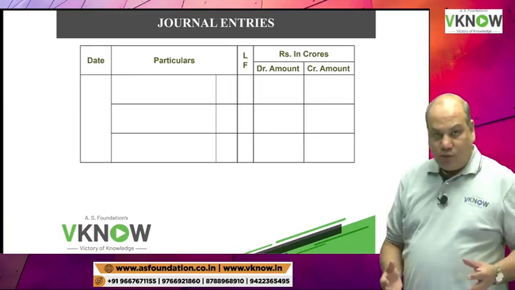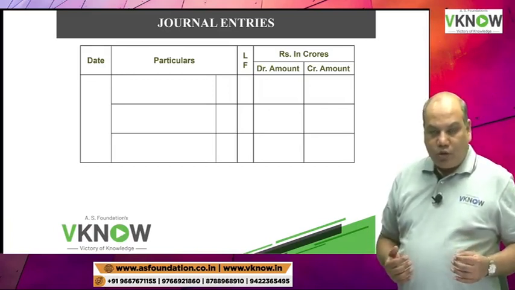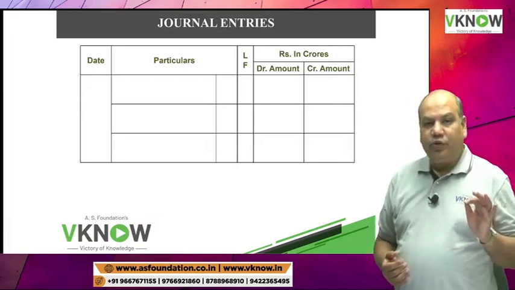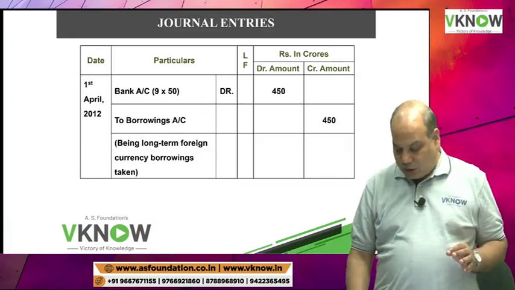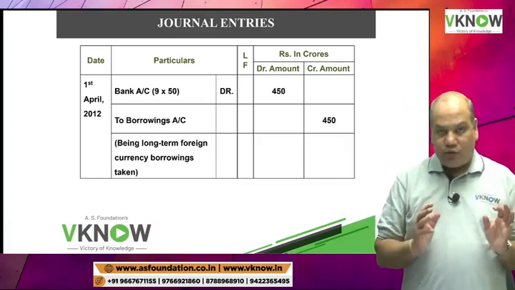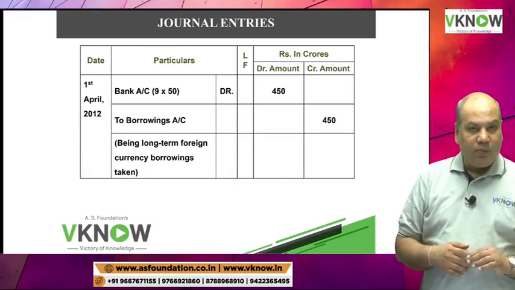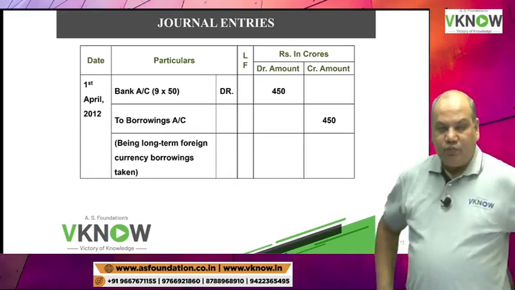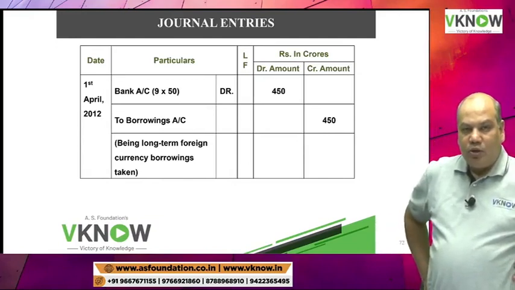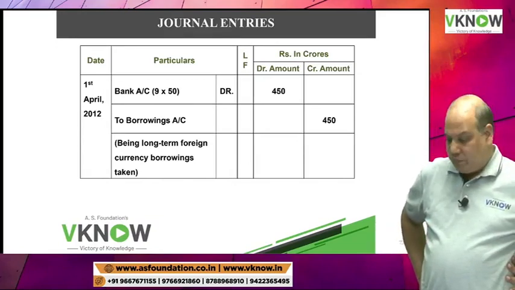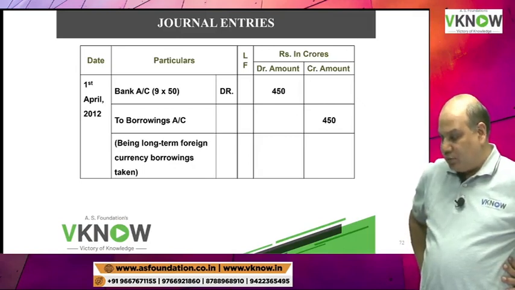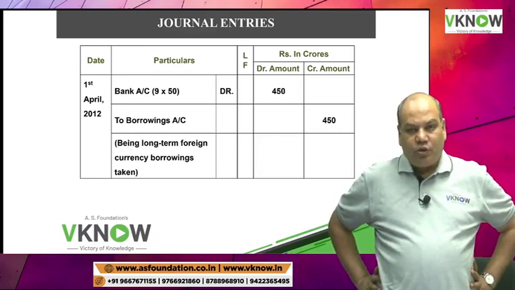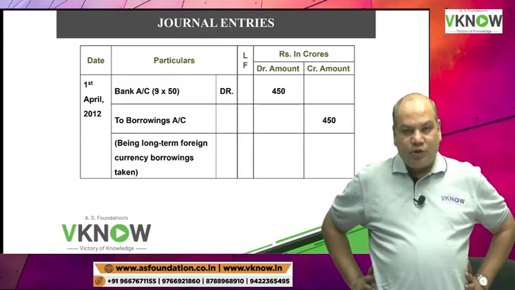So what I'll do, first I will borrow money. I will borrow $90 million. On that day the rate is 50. So I will pass an entry on 1st April 2012. Bank account debit. How much bank account debit? 9 crore dollar into 50 rupees. Rupees in crore, right hand side rupees in crore.